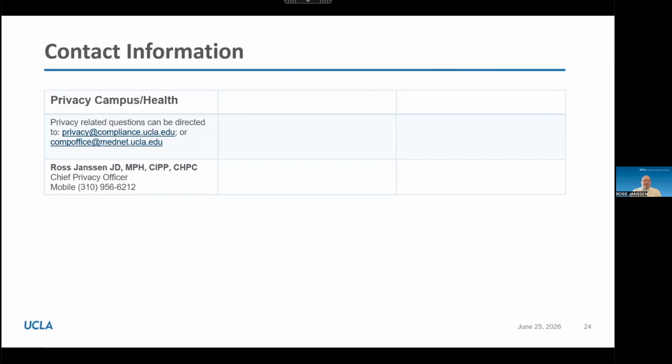I also included the UCLA Health email address. It's compoffice@mednet.ucla.edu. If you're working with PHI, for example, that is from the UCLA Health Organization, you probably want to work with the privacy team at UCLA Health, and they're available at that email address.